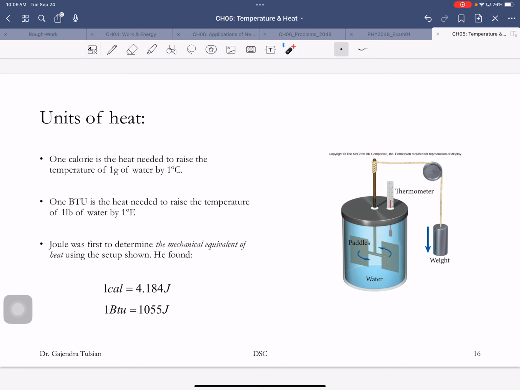Yeah. So, you take a cap full of that water, that's about a gram of water. A calorie was defined as: you take that much water, you raise its temperature by 1 degree Celsius, and you've used 1 calorie of heat. Okay? So that's how the calorie was defined.